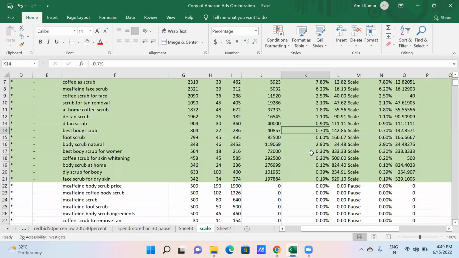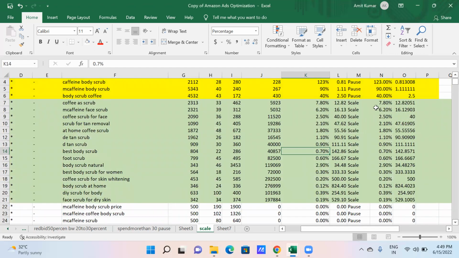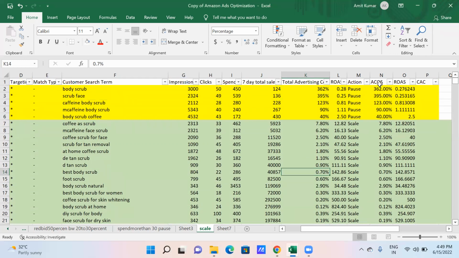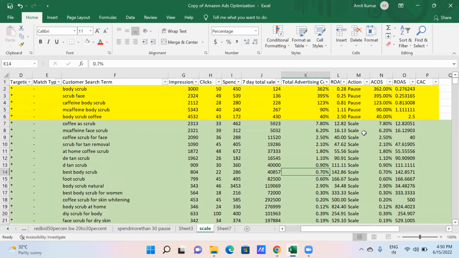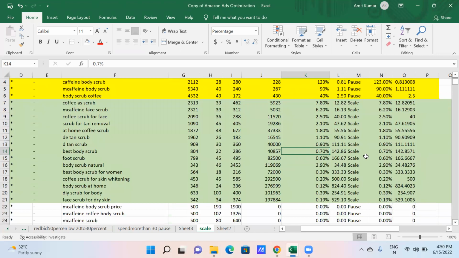So first, we removed everything which was more than 100% for the parameter ACOS. Then in the second phase, we highlighted those campaigns which are giving a good data response in terms of ACOS, ROAS, and all other parameters. Okay, so this is the second. Now, what is the third? The most important thing is here.